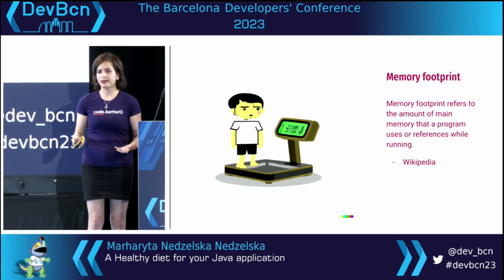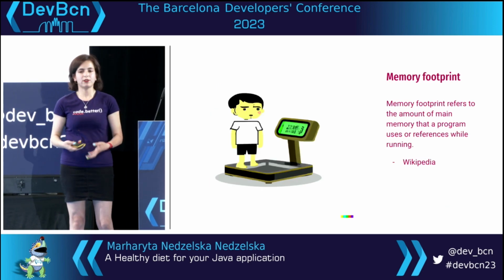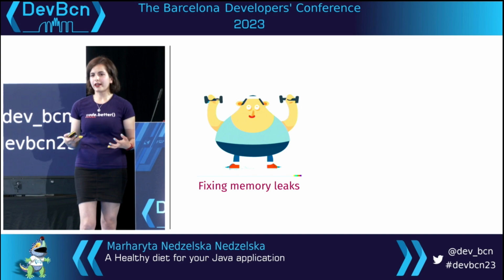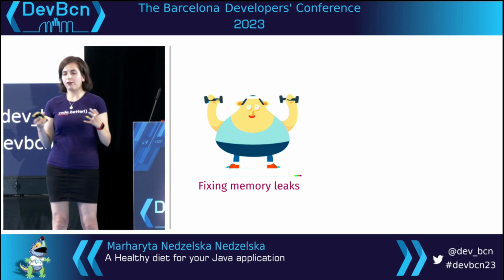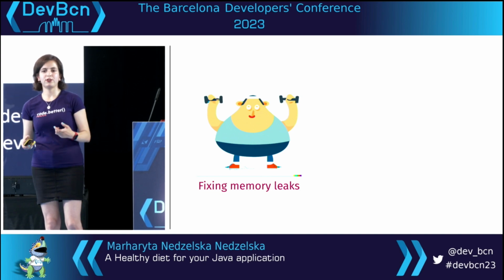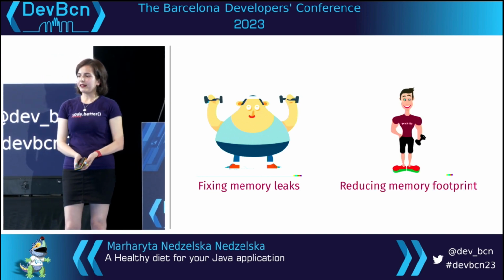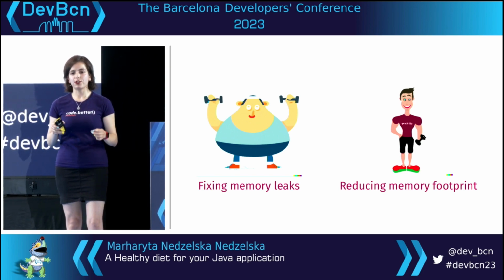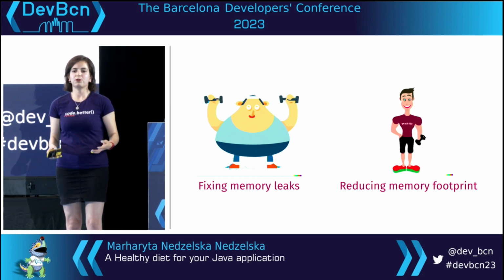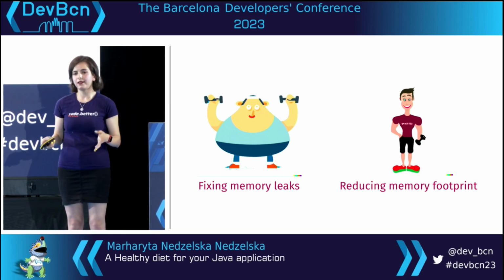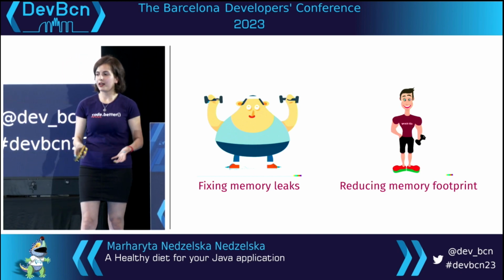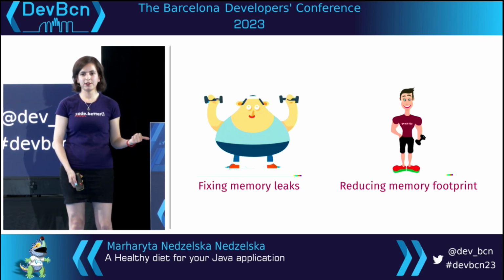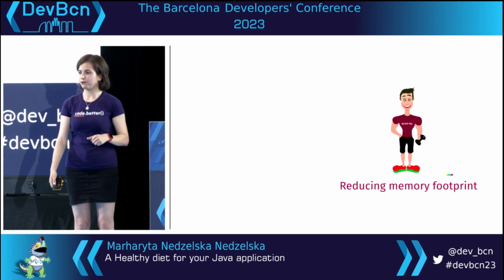And memory footprint is a little bit different. It refers to just the total amount of memory that you're using. So fixing memory leaks, it's more like firefighting. You already have some huge problem, and you need to get rid of this. While reducing memory footprint, it's more about just some tiny changes. You're already in a good shape, but you want to have more muscles, have less fat, whatever, and have some nice abs. This is about reducing memory footprint. So fixing memory leaks comes first, and then you can think about what you can improve.